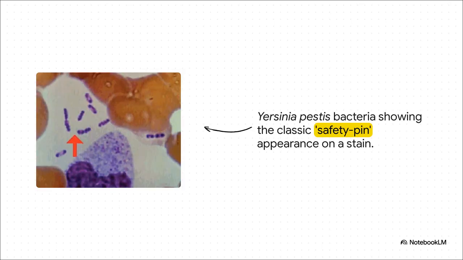And here's the culprit for plague, Yersinia pestis. On this specific stain, you can see its classic safety pin look, where the dye gathers at the two ends of the bacterium. It's another one of those key microscopic findings you want to burn into your brain.